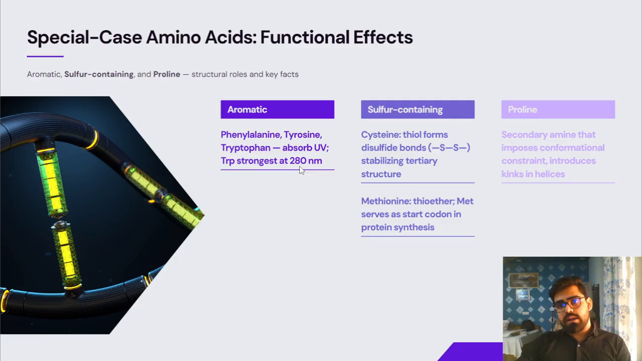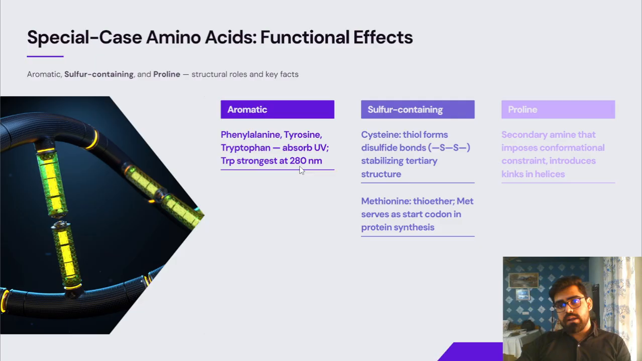Sulfur containing: cysteine, whose thiol forms disulfide bonds, stabilizing tertiary structure. It has its own forms. It is experimentally proved that cysteine in thiol form stabilizes tertiary structure with disulfide bonds. When we talk about methionine, its thioether serves as the start codon in protein synthesis. It is generally observed, so it's a kind of property.